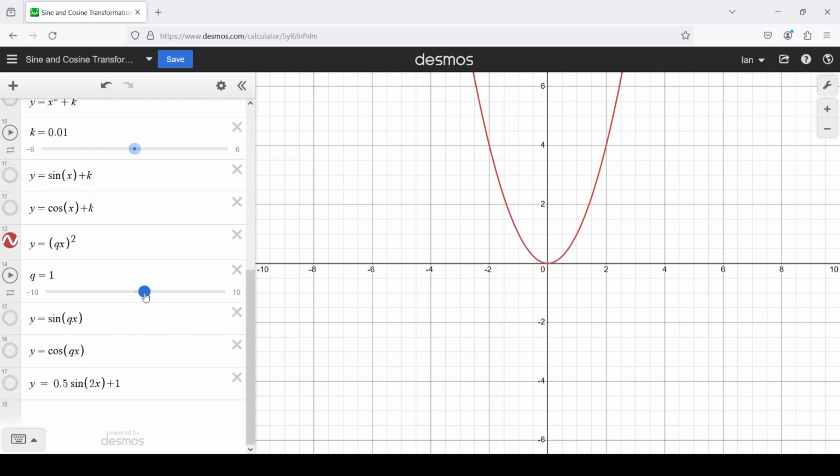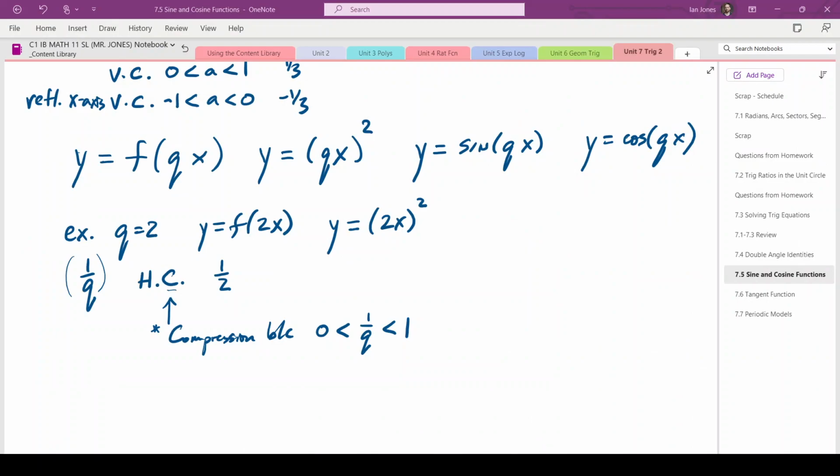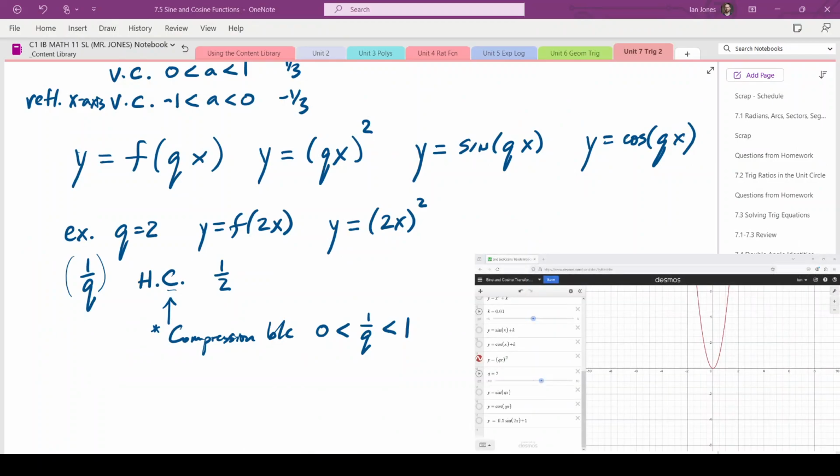If I increase this q to 2, there it is. What's happened? Well, remember q is affecting x. So in terms of x, what's happened? We have compressed, we have squished in the horizontal direction. Now you might argue that has the effect of stretching it in the vertical direction, and that is true. That's absolutely true, and I'll show you why in just a second. But in terms of the effect on the horizontal direction, it is a compression. Okay, so if we come back here, maybe I'll just put that there so you can have a look.